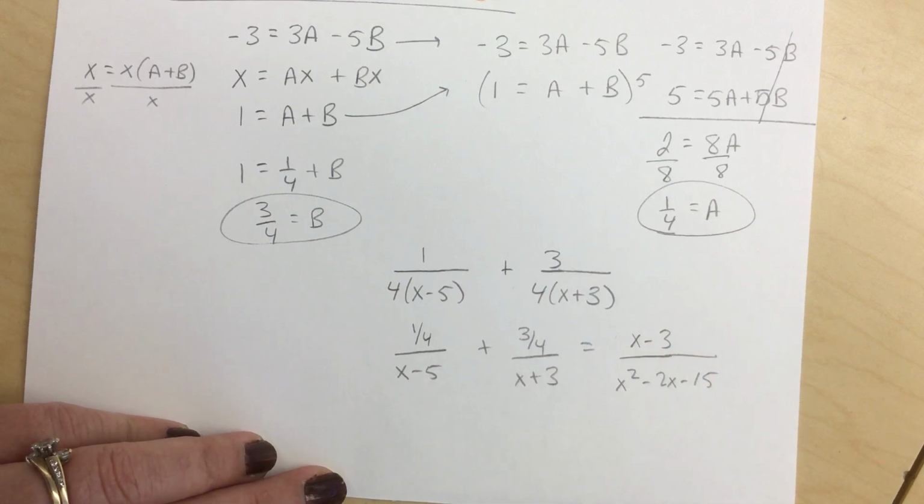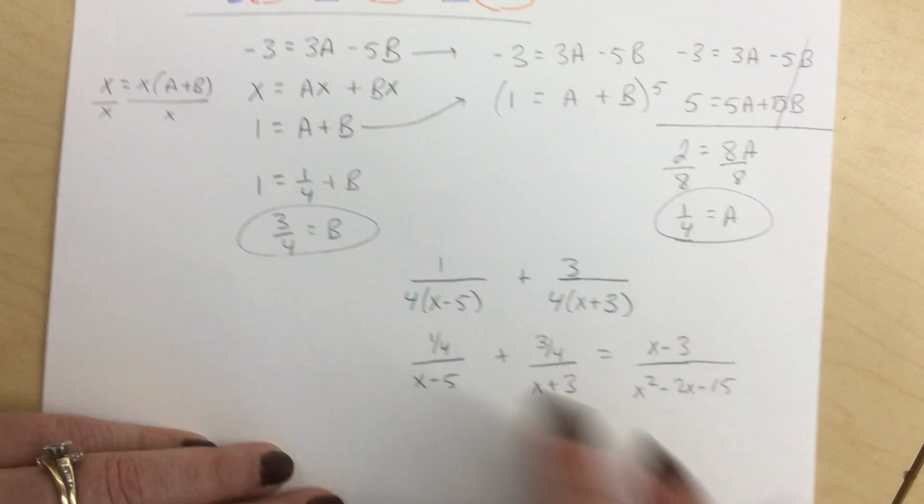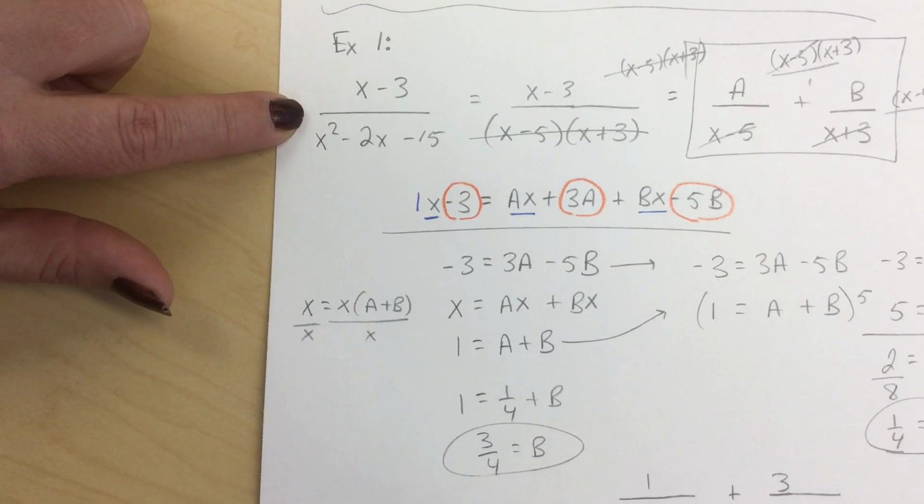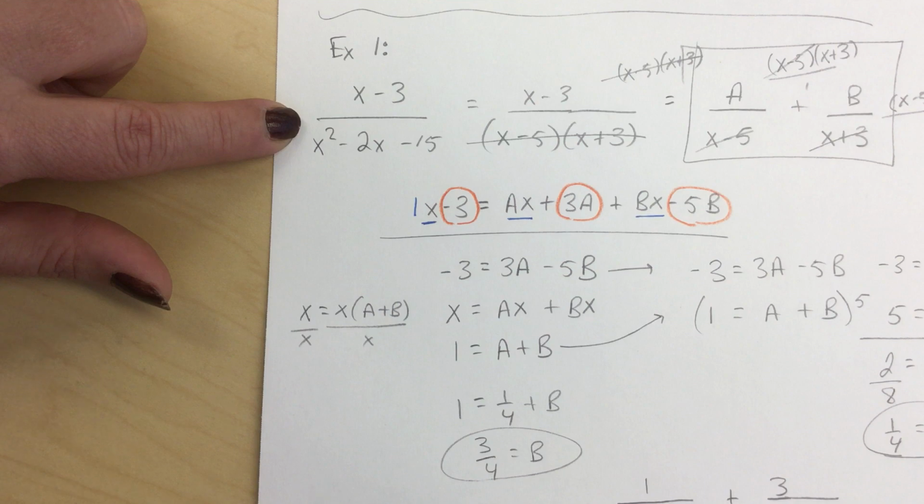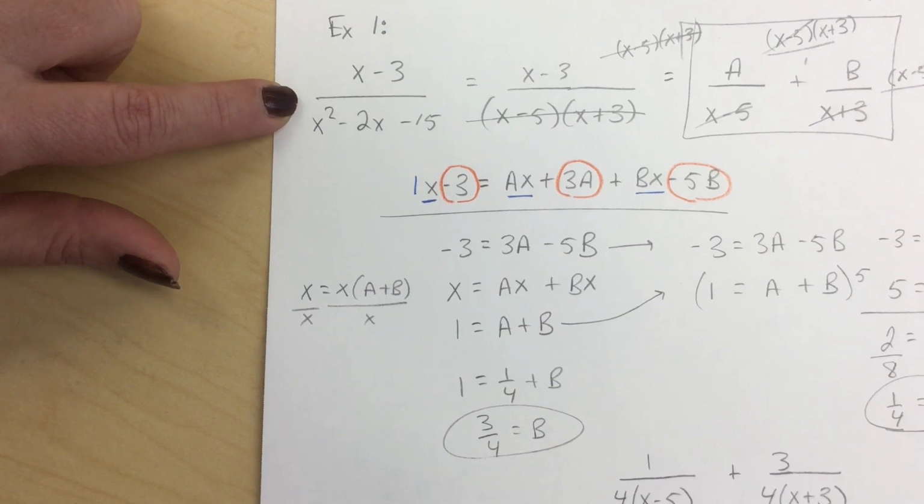Where do you get x minus 3? That was the original problem. The original problem is find the numbers so that they add up to x minus 3 over x squared minus 2x minus 15.